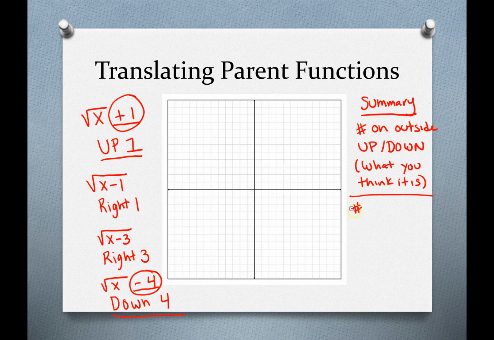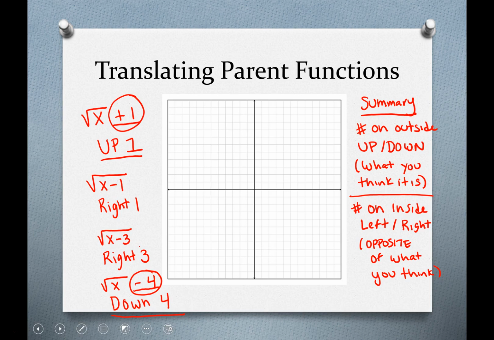If you see a number on the inside, it's going to be a left or a right shift, and it is the opposite of what you think. So for example, you see a minus, you would probably think left, but it's not. It's actually going to be a right 1. If you see a minus 3, that's going to be a right 3.